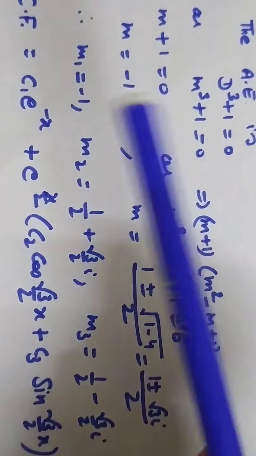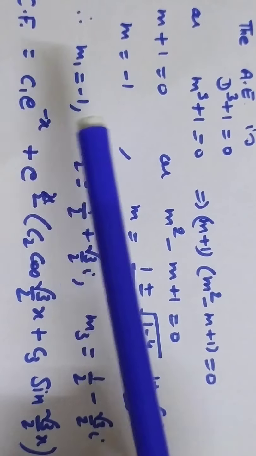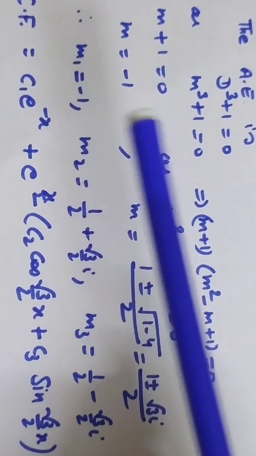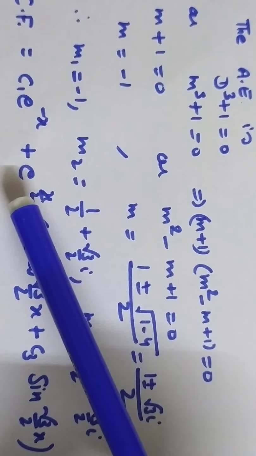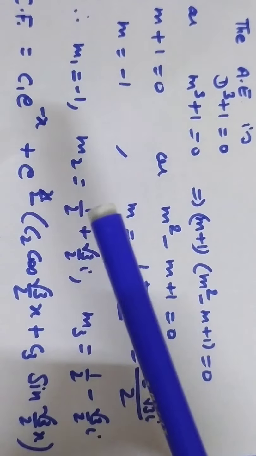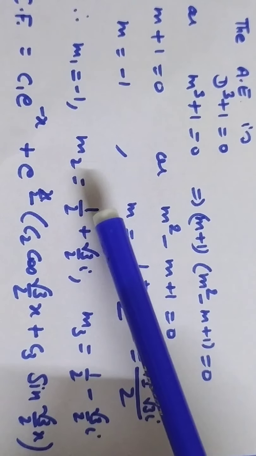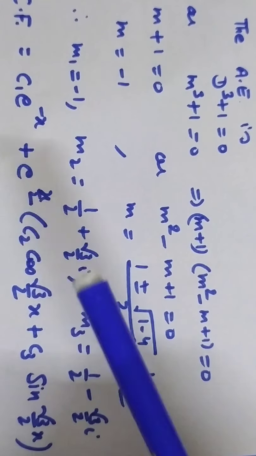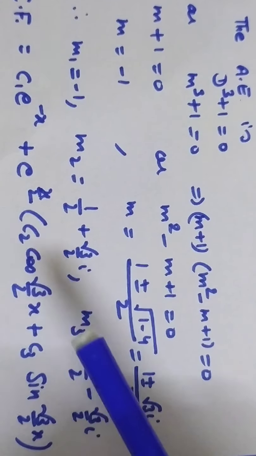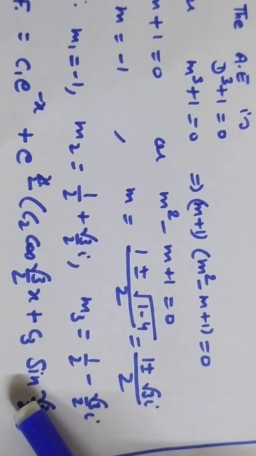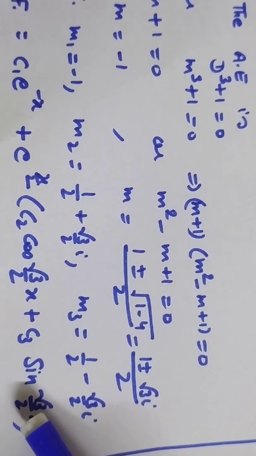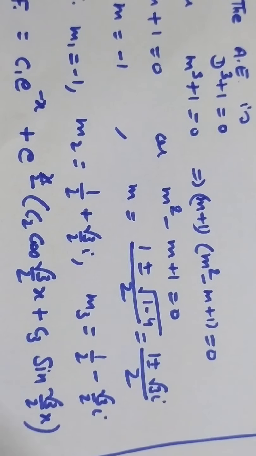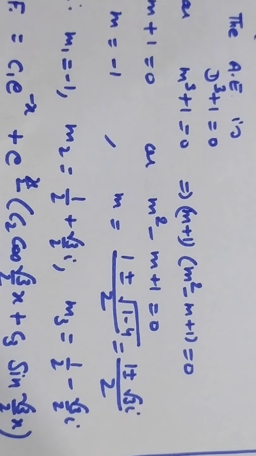From these 3 roots, I will write the complementary function: c1 e raised to minus x, since m1 is minus 1, and e raised to x by 2, where x by 2 is coming from this 1 by 2, into c2 cos(square root 3 by 2 x) plus c3 sin(square root 3 by 2 x). So this is the complementary function. That is, half of the question is solved till now.